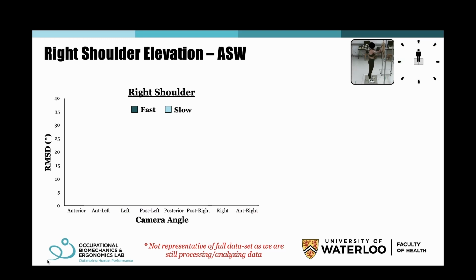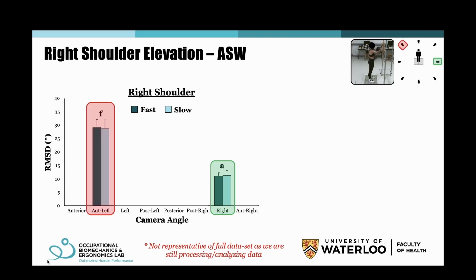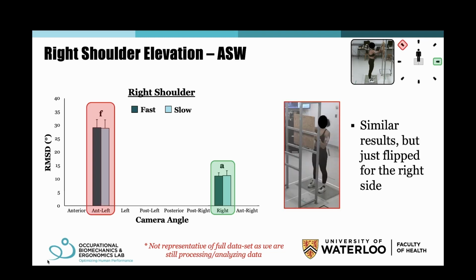Jumping to the right shoulder elevation for the above shoulder work task. So the exact same task, but just looking at the right shoulder instead of the left. Here on this side, the camera view from the right side performs best, and looking from the anterior left performs the worst. So these are just similar results, but flipped to the right side of the body.